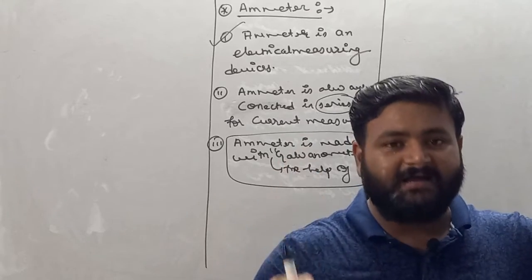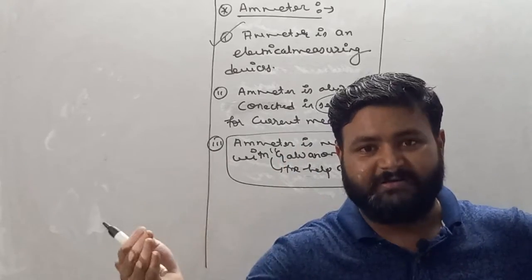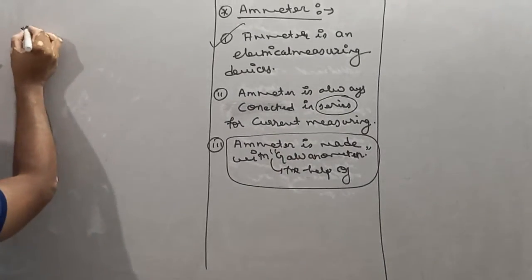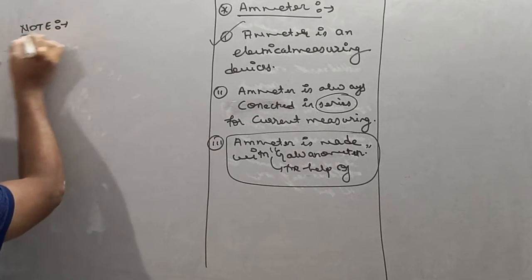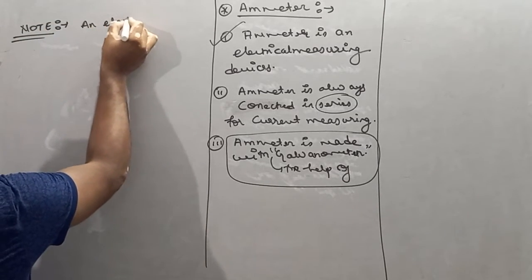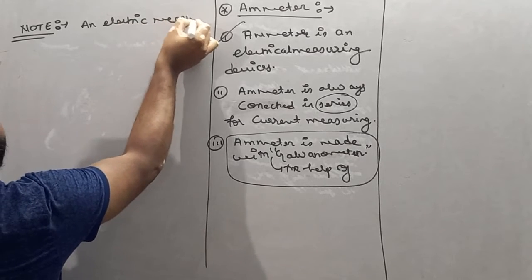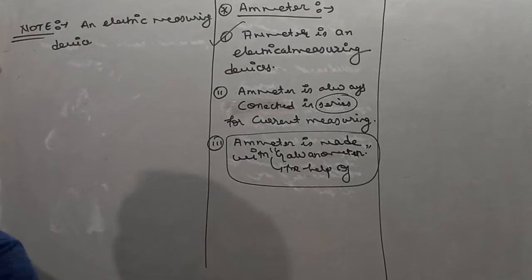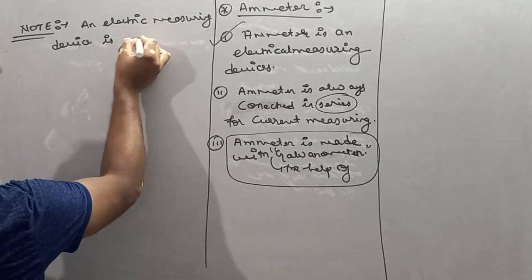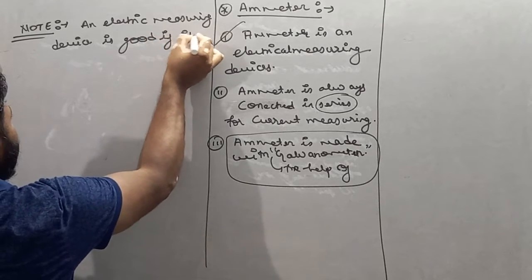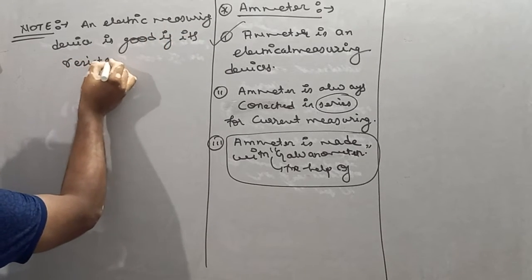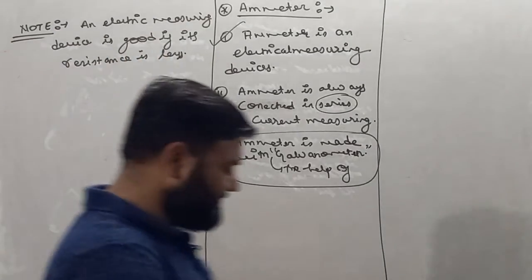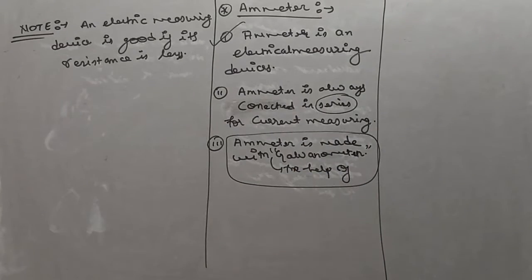actually the electrical measuring device is good if its resistance is less. Write down in form of note. This is very important point. An electrical measuring device is good if its resistance is less. This is very important point, my dear student.